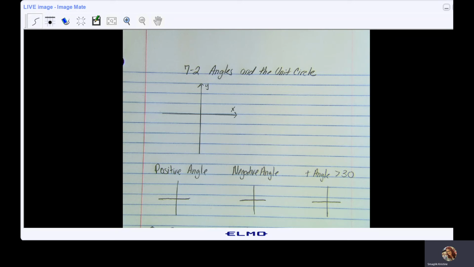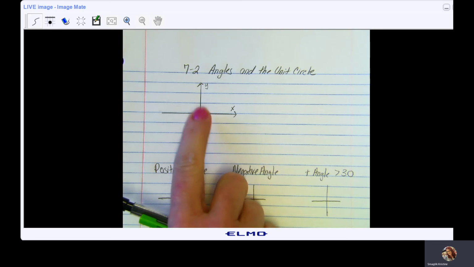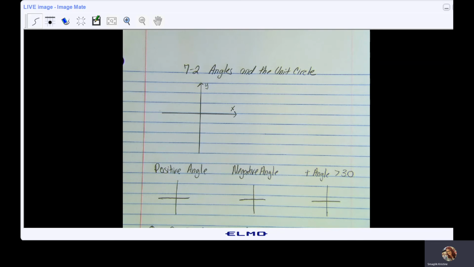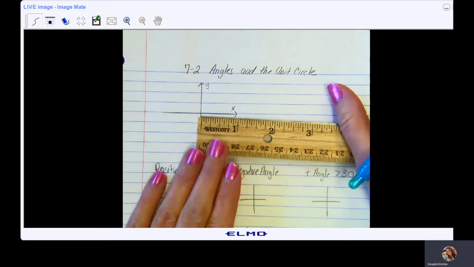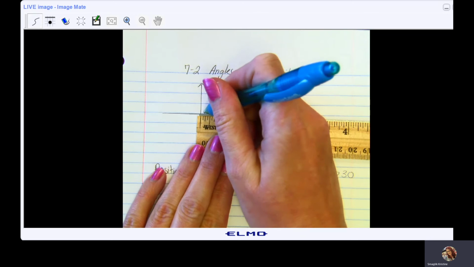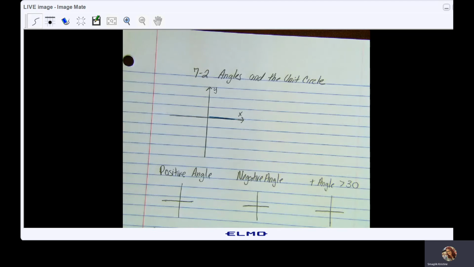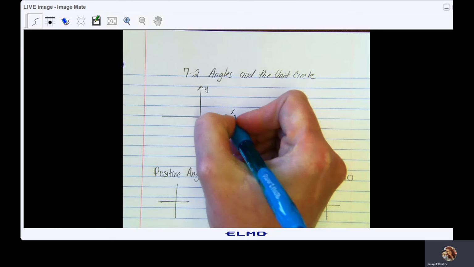Let's start taking a look at drawing angles in standard position. For an angle to be in standard position, we're going to do this on a coordinate plane. Your vertex always has to be at the origin. You will then also have what's called the initial side. One of the rays of that angle will always be on the positive x-axis.